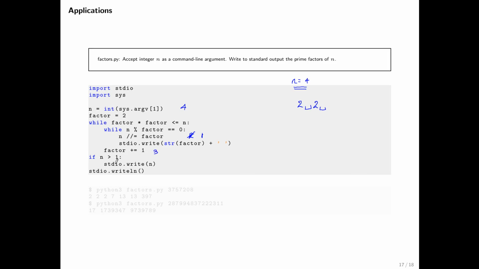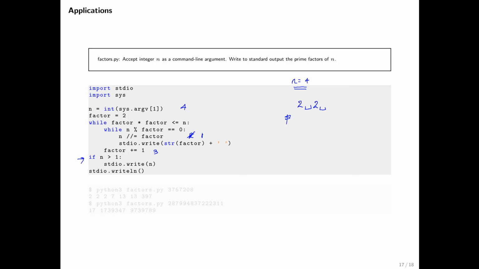Then we check, is 3 times 3, which is 9, less than or equal to the current value of n, which is 1? No, so that Boolean expression becomes false, and we end up here. Is 1 greater than 1? No, so this is not true either. So we end up writing a new line character. So the output when n is 4 is simply 2 space 2 space and the new line character, so the prompt is on a new line. So the program correctly printed out the prime factors of 4 as 2 and 2.